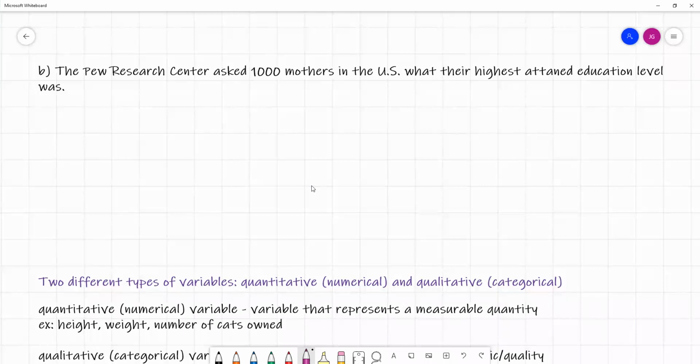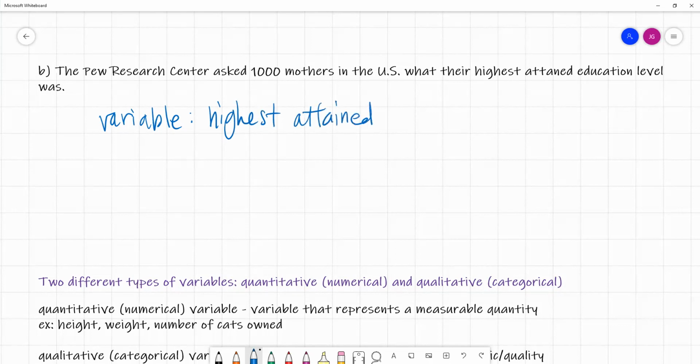Okay, so part B. Let's start with the variable. What is it about these mothers that we care about? It's their highest attained education level of US mothers.